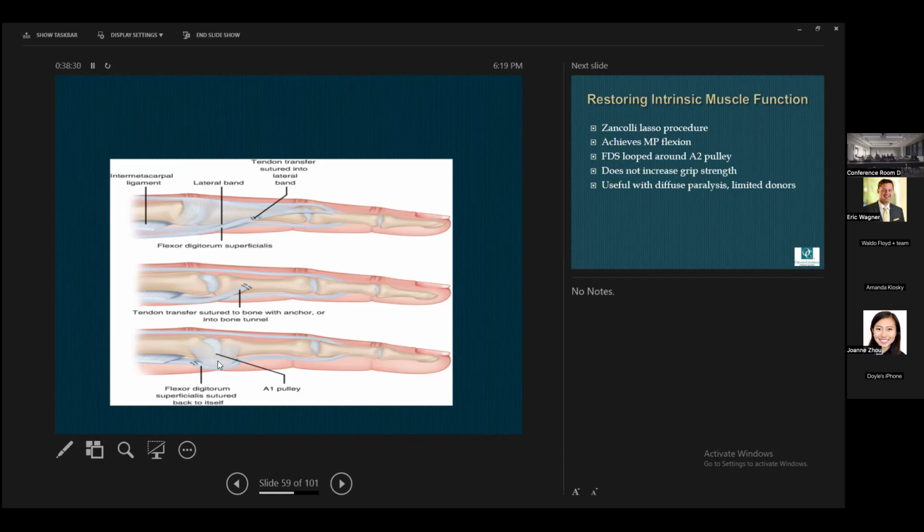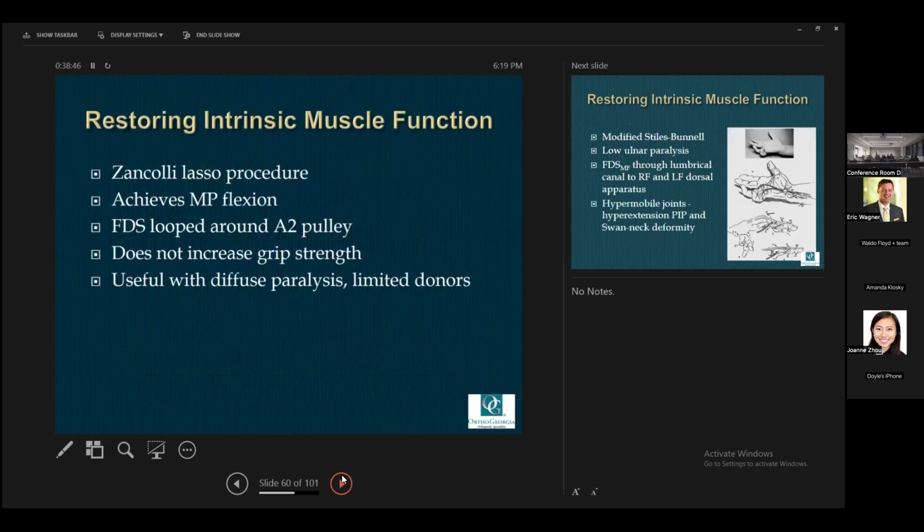I've always done the Zancoli procedure around the A2 pulley. But do y'all have a preference, A1 or A2? I think you get more of a moment arm around A2, but it can be about either. So the Zancoli procedure achieves MP flexion. It does not increase grip strength, and it's useful with diffuse paralysis where there are limited donors.